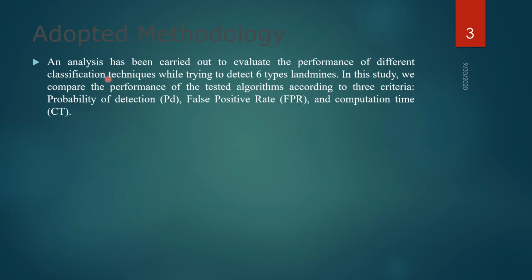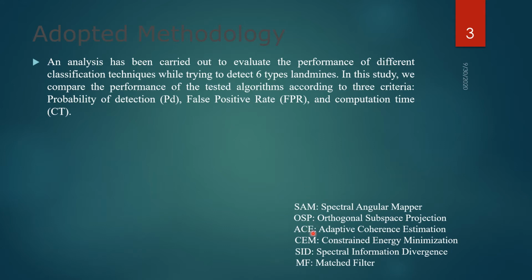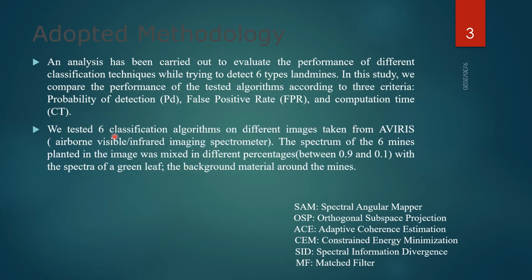A comparison study was made between 6 existing techniques while trying to detect 6 types of landmine. The comparative study is in terms of probability of detection, false positive rate, and computational time. The detection techniques are spectral angle mapper, orthogonal space projection, adaptive coherence estimator, constant energy minimization, spectral information divergence, and matched filter.